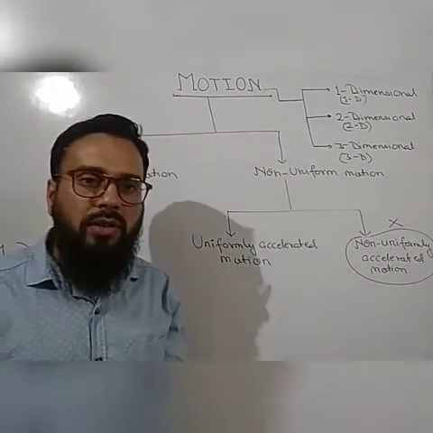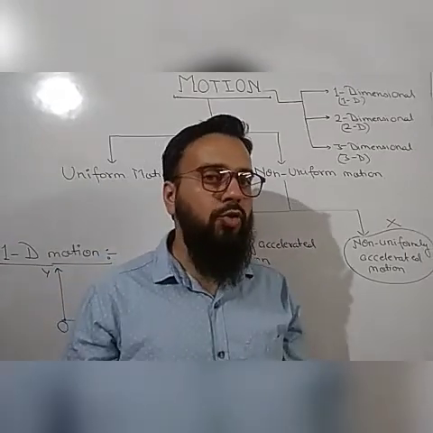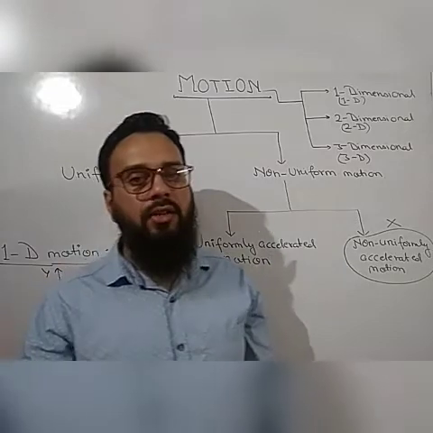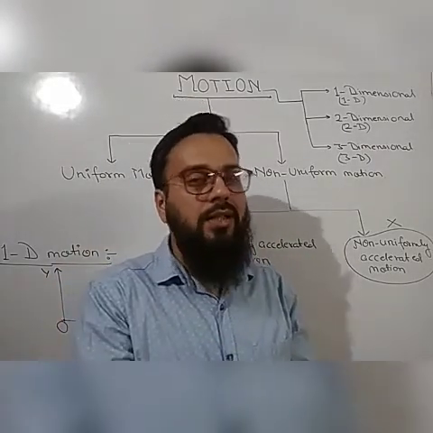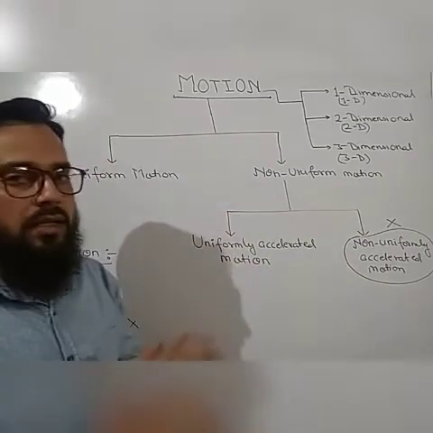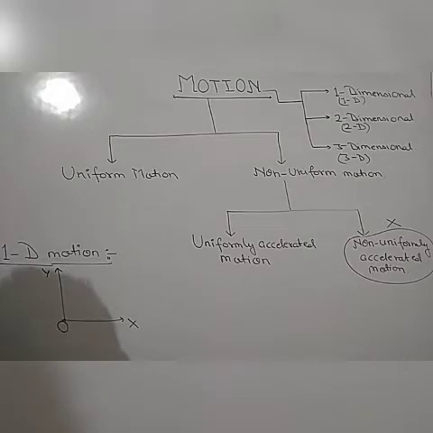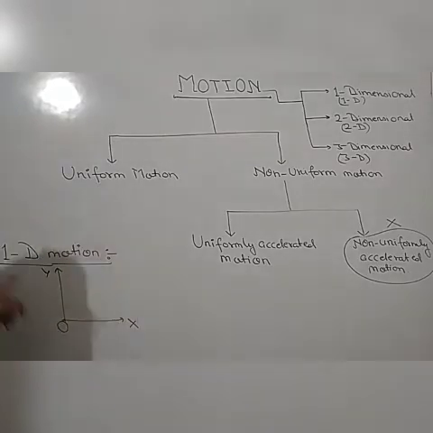As we came to know about motion, when the position of an object changes with respect to time in a given frame of reference, then we say that that object or that particle is in motion. It means when the position changes, then we will say that the particle is in motion. Now, if the position of the particle changes only in one direction, then the motion is said to be one-dimensional motion.